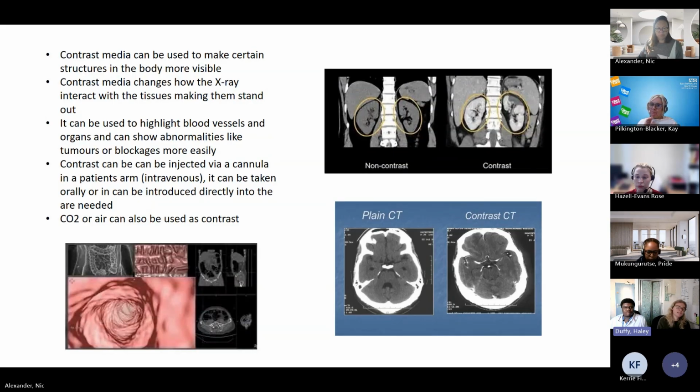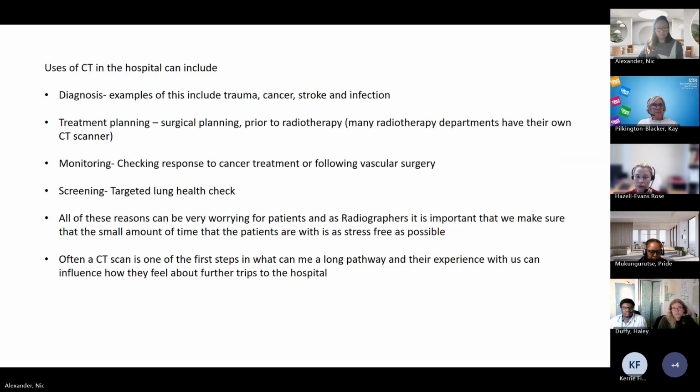CT is something that is very widely available in the hospital now. It's quite quick to do. We have one in the ED department, and it's quite available. So uses of the CT in the hospital can be diagnosis: trauma, cancer, stroke, infection, anytime the doctor is not sure what's going on, we can have a CT and we can see. It's used for treatment planning.